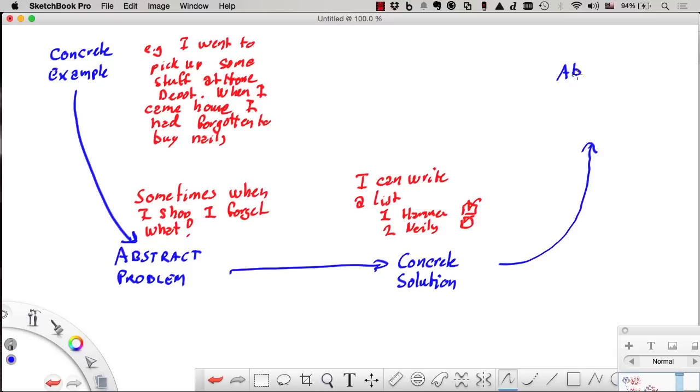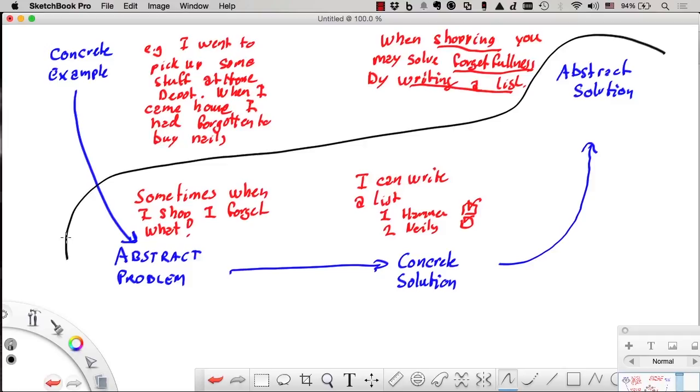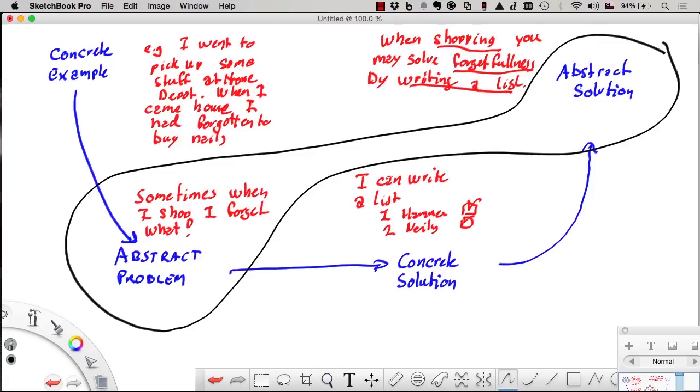And then in the abstract solution, I would basically say, when shopping, you may sometimes forget things. When shopping is the context, my forgetfulness would be the problem. If you write a list that follows some particular structure, this will be a good solution. When you read the Gang of Four, they tend to focus very much on the abstract problem, the abstract solution.